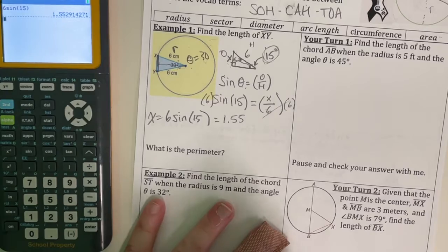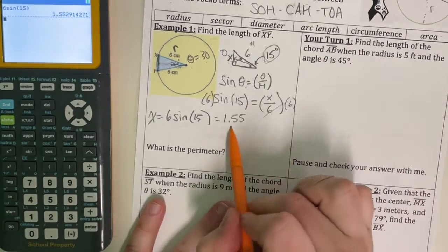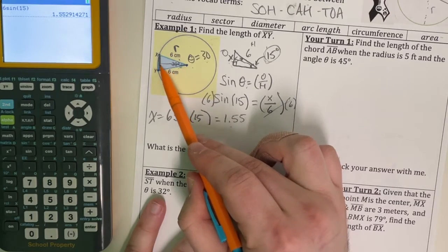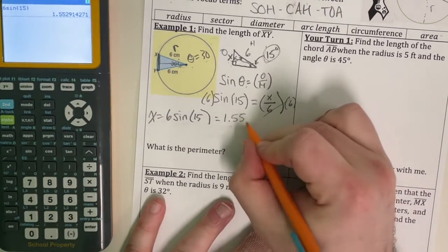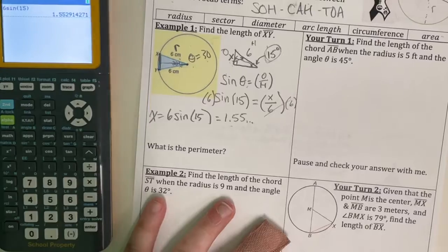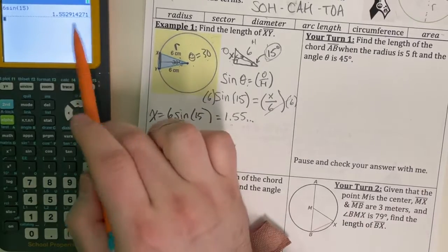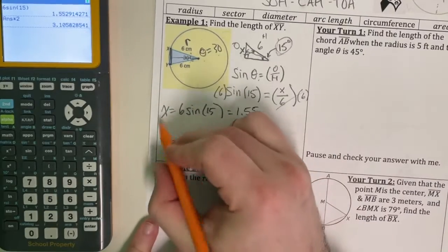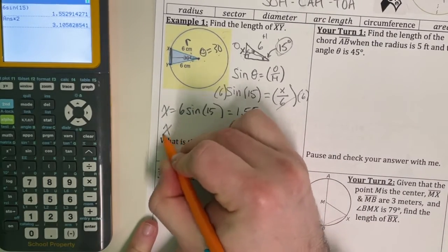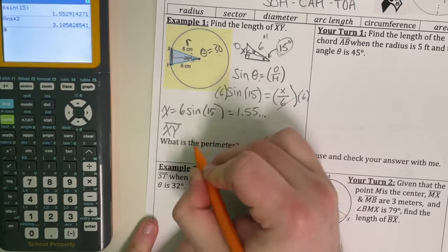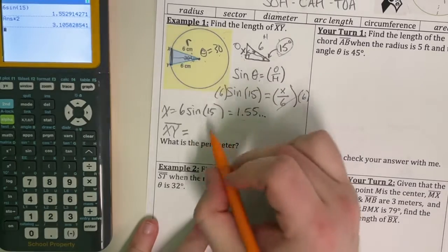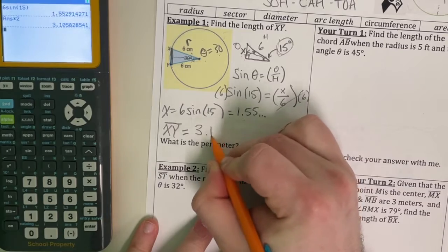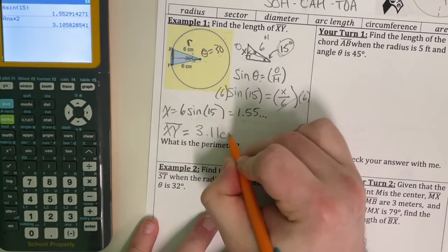So is this my answer? Well, it's not quite, because it's asking what the entire length is. Let me keep some decimals after that, so it shows that it keeps going. I can take this amount times 2, because I need to find the entire length XY. So this line segment XY is going to be about 3.11, and we'll say centimeters.